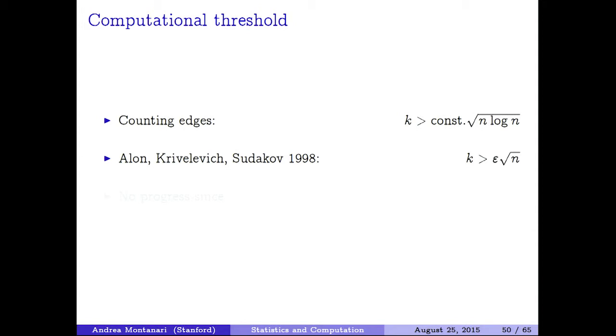Okay. Now, the best algorithm that we know of basically is a spectral algorithm by Alon and others that will find the clique as soon as k is bigger than an arbitrarily small constant epsilon times square root of n, in time n to the log of 1 over epsilon, basically. And there have been a lot of papers since then, but very little progress on this specific question. Right?